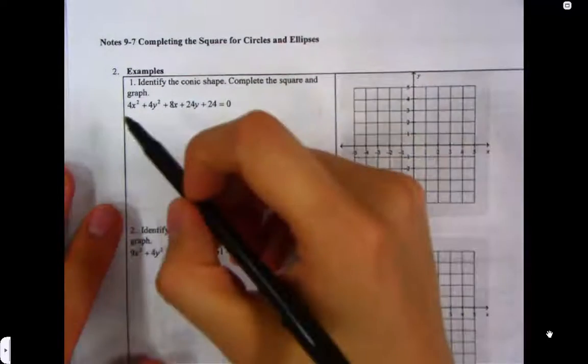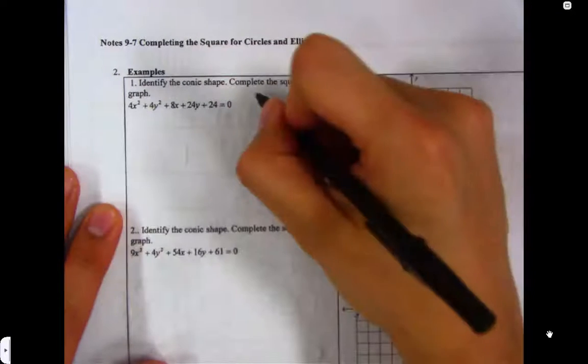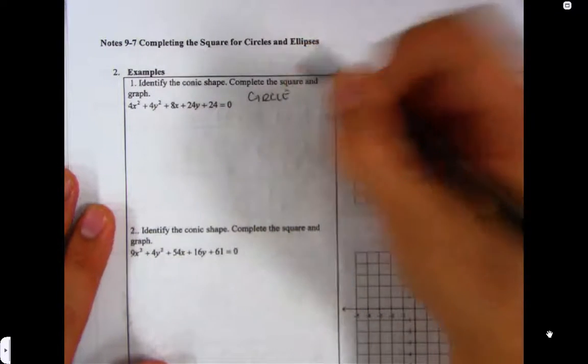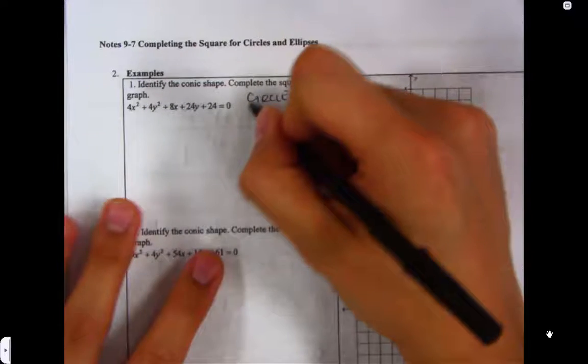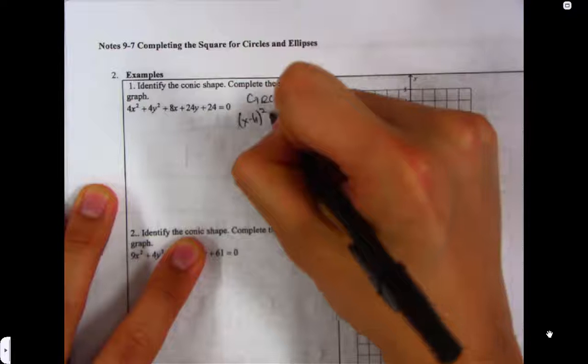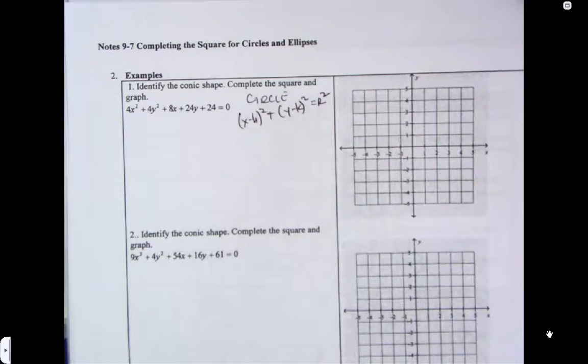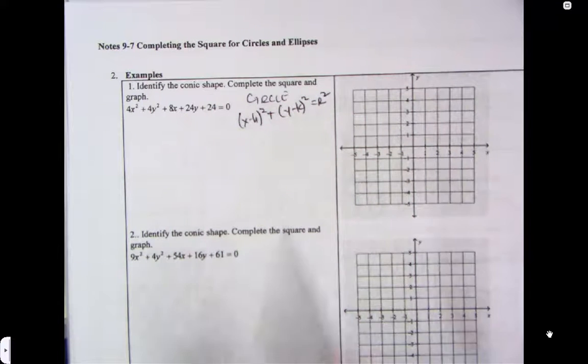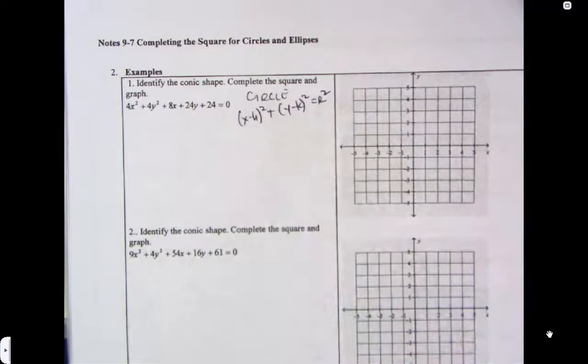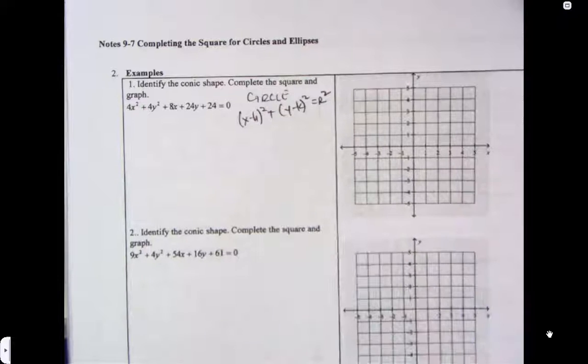First of all, you need to recognize the shape. It's a circle because same number, same sign. Okay? So just remember the standard form for a circle is x minus h squared plus y minus k squared equals r squared. Okay? That's just what you're going to make it into. So you're going to take this equation and make it into that. And I'm going to show you how to do that. So just try to pay attention and follow along.